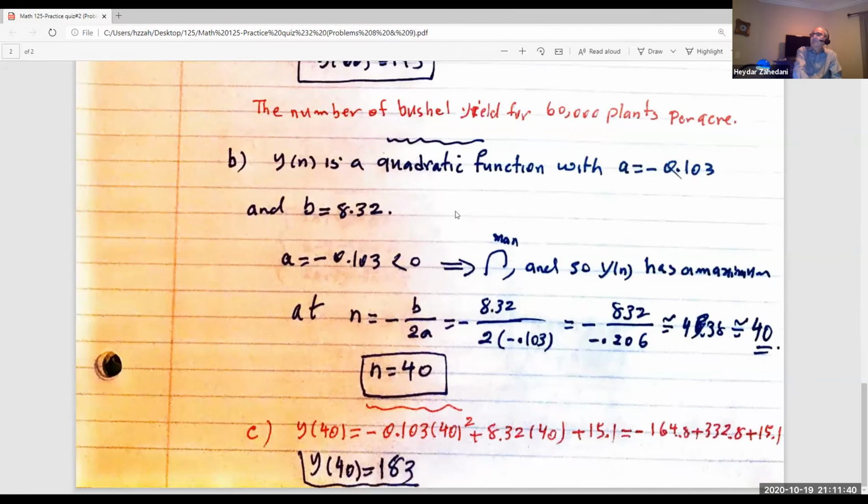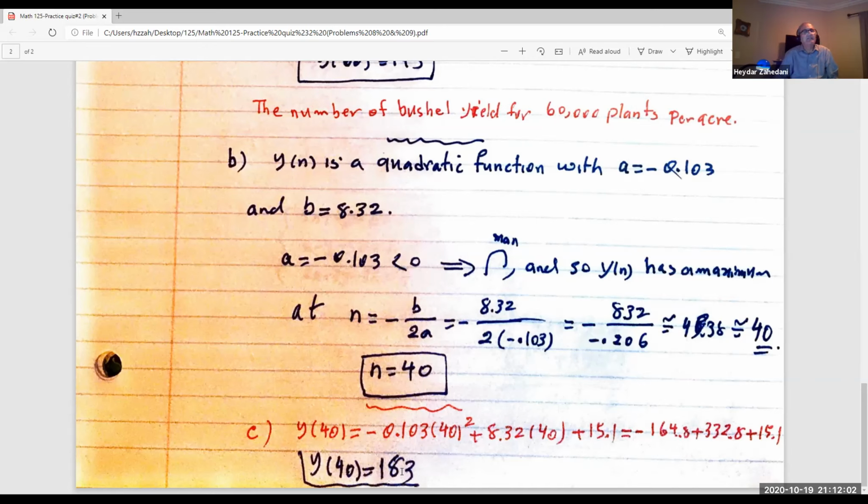So for the quadratic function with a and b, as we talked about, this is going to be a maximum. The maximum is at 40 that we got over here, and when we drop the 40 in, that gives 183, which makes sense. So be prepared for it.